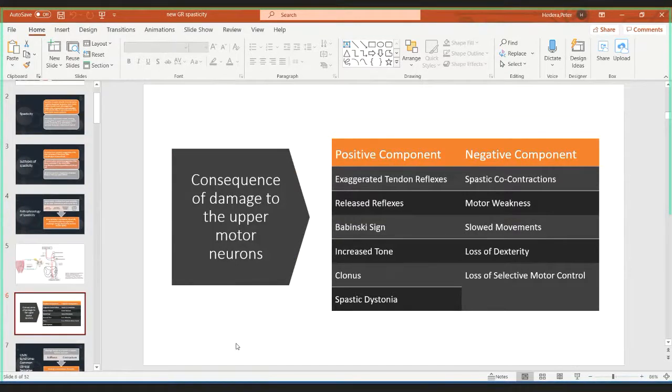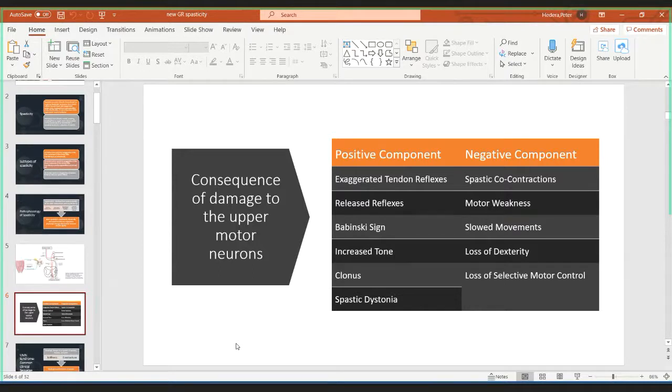It's also important to think about damage to the upper motor neurons, which has positive components and negative components. I would first look at the negative aspects, which obviously would be motor weakness, the main problem of the upper motor neuron lesion, and also the resulting loss of dexterity and loss of selective motor control. That's mostly what these patients are really limited by: weakness and loss of dexterity.